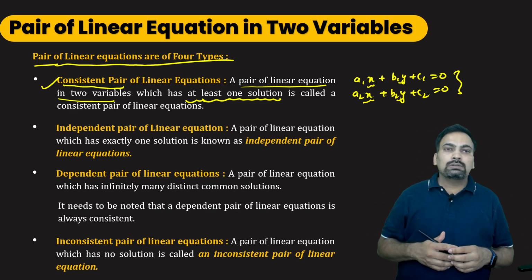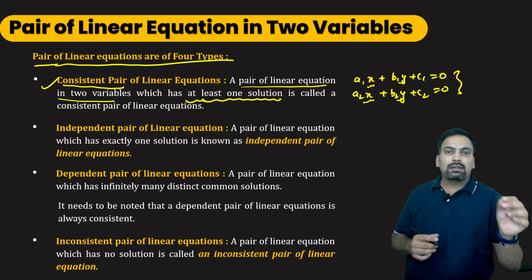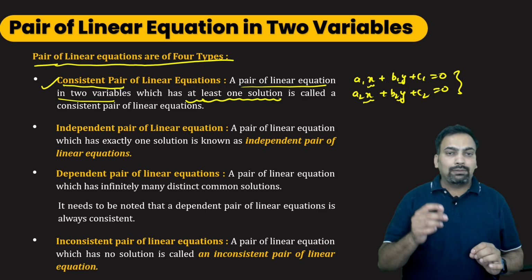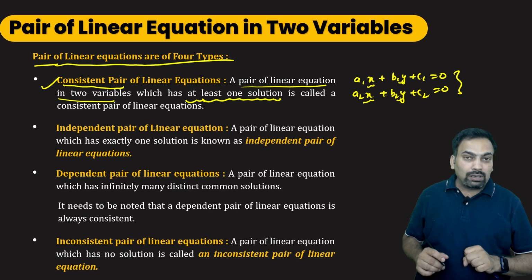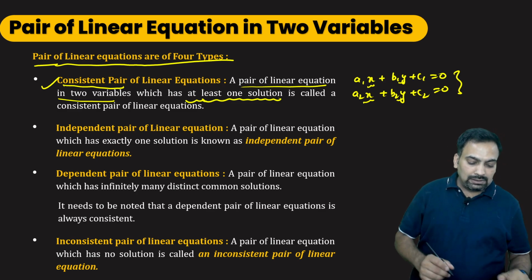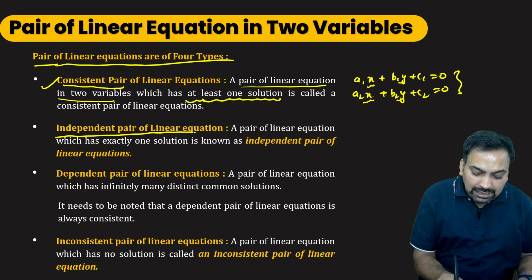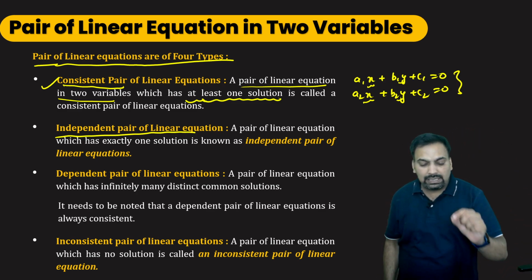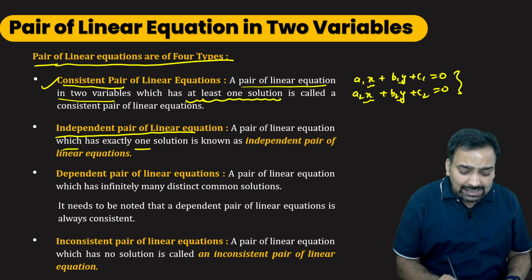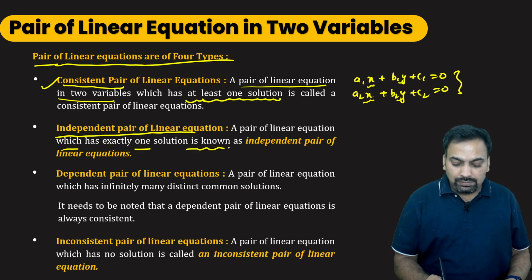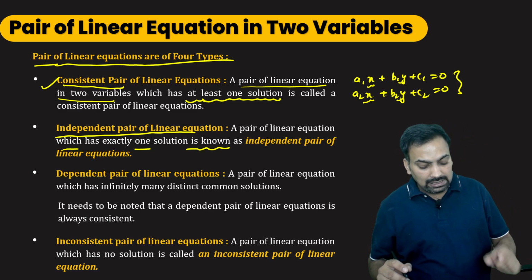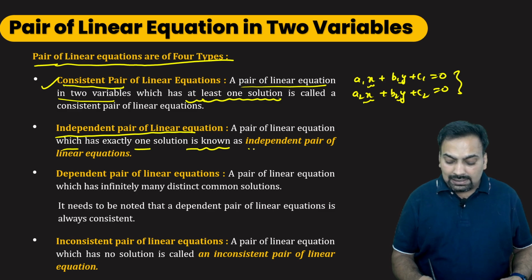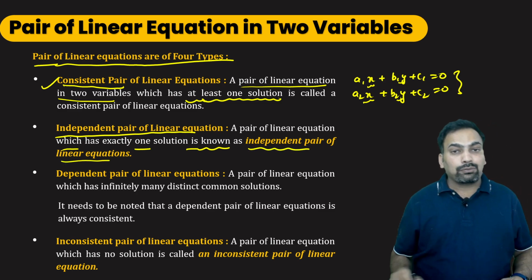Okay, how this happens, I will tell you later. No solution, how it comes, I will tell you later. So consistent pair of linear equations means what? At least one solution. Independent pair of linear equations means a pair of linear equations which has exactly one solution is known as an independent pair of linear equations.